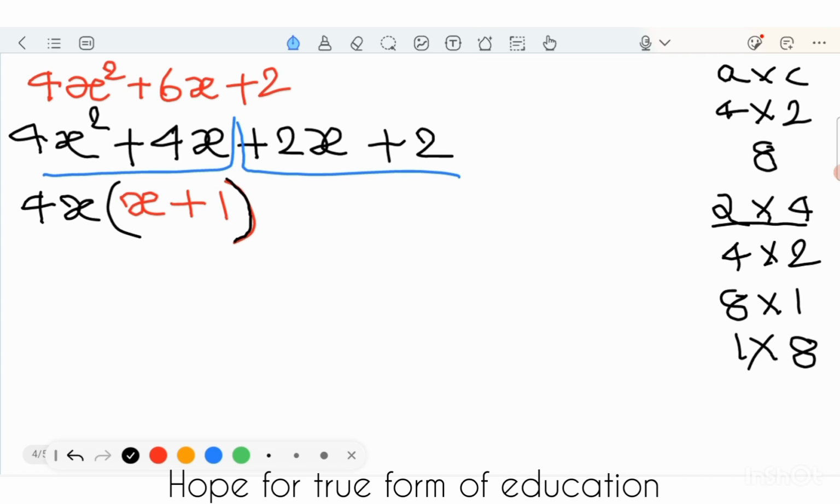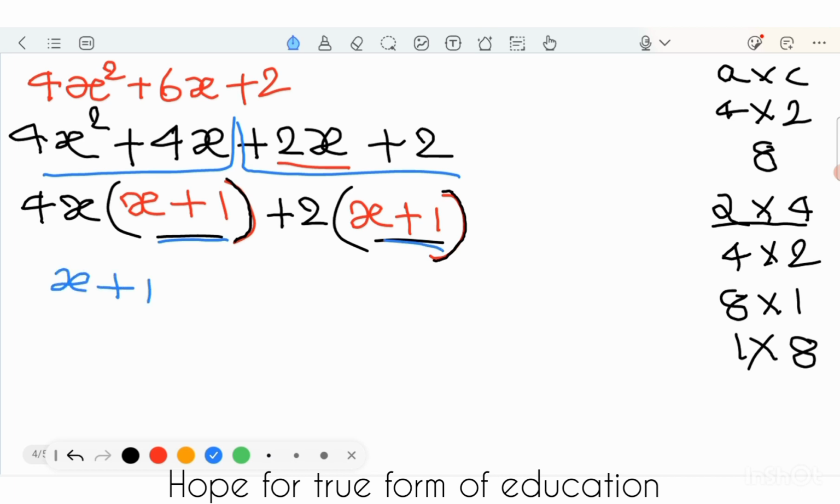What is common in both of them? Plus 2 is common in both of them. So plus 2 into x is 2x. Okay. Plus 2 into 1 is 2. So we got the second one also. Make sure that both of them will be same. If you are not getting both of them as same, then that means you have done the mistake somewhere. Okay. Now here we write it as x plus 1 into 4x plus 2.